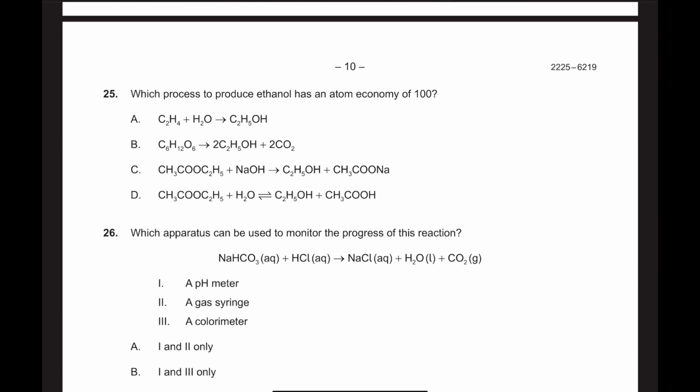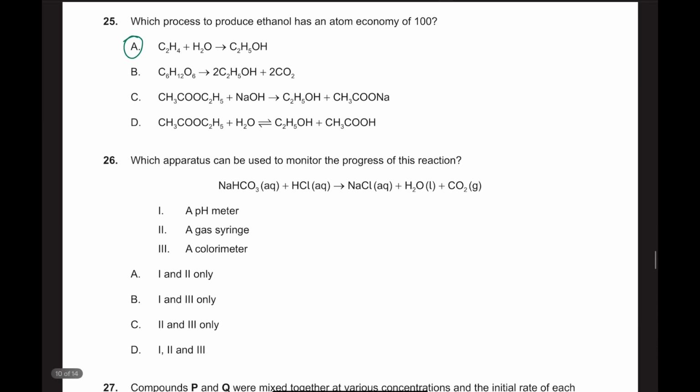Next. Which process to produce ethanol has an atom economy of 100? For this, we should not produce any byproducts. There should only be one product, that is ethanol, which occurs in option A. You don't even have to use the formula of atom economy in these questions.